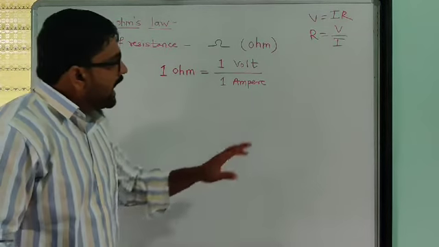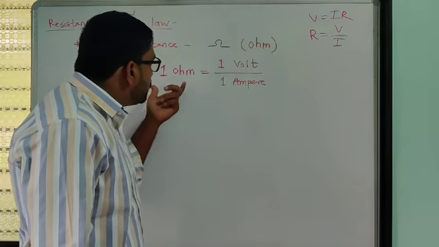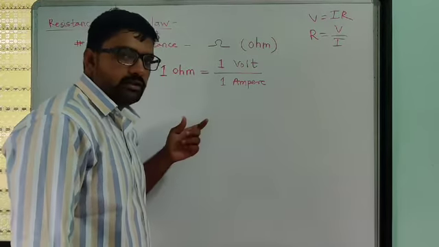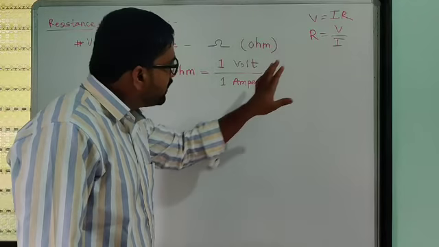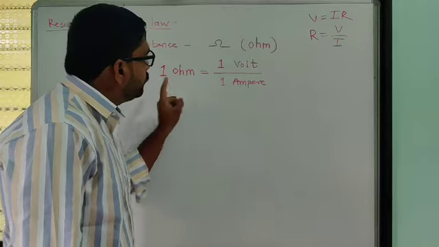Okay, so R is what? Resistance. So 1 ohm resistance is equal to how much? That we have to find out. The formula of resistance is R is equal to V by I.